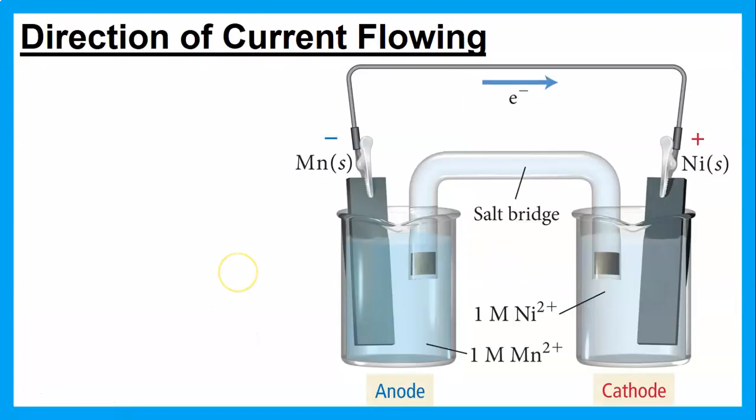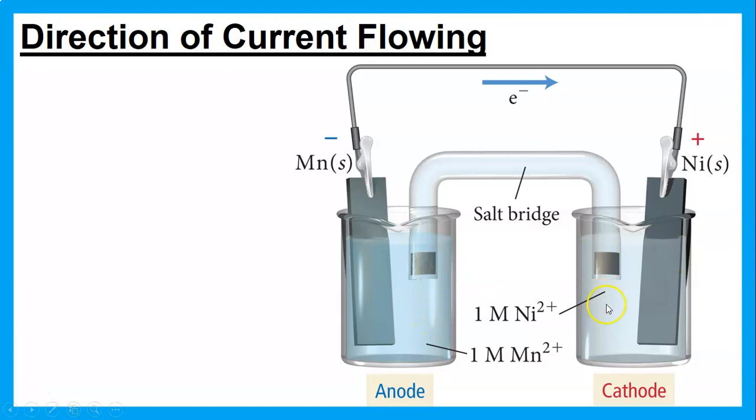So here's an example of a cell. You can see in this example we have the anode on the left and the cathode on the right. Technically, you could draw them any direction you want. This is just the direction I chose. You can see that we have one electrode here and one here. They're pieces of metal. We have manganese here and we have nickel over here. They're connected by these little alligator clips and a wire.